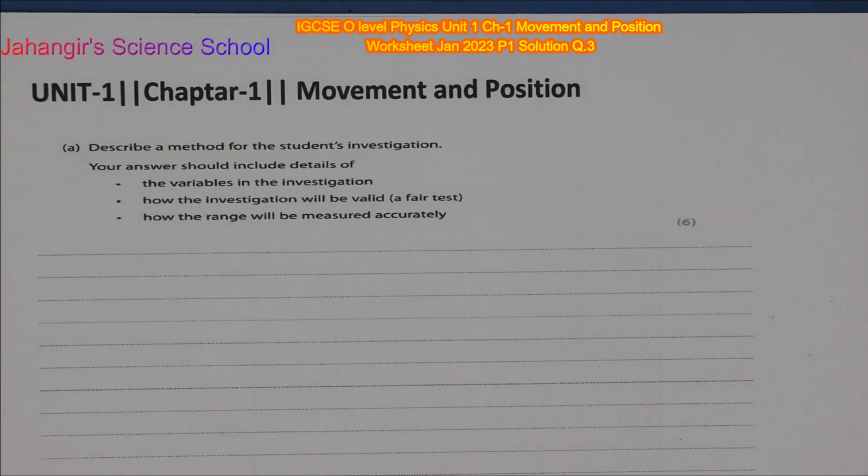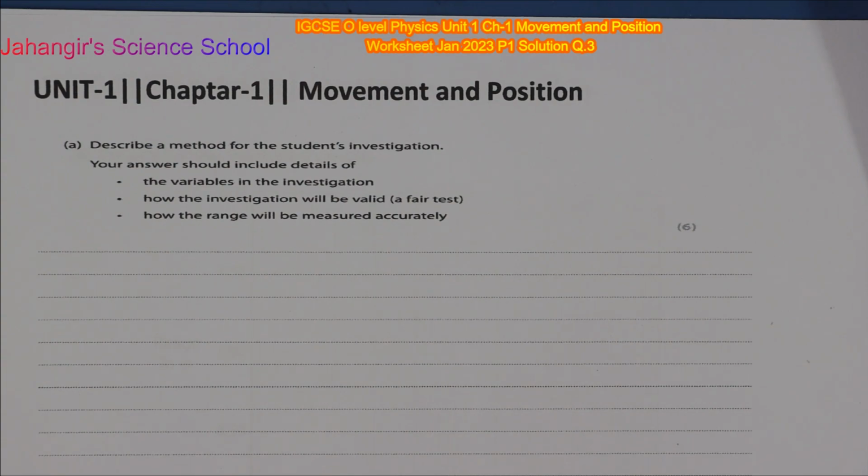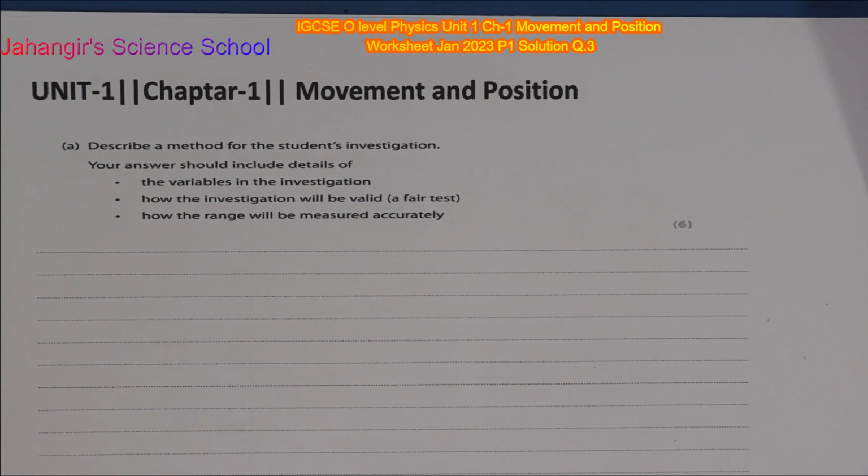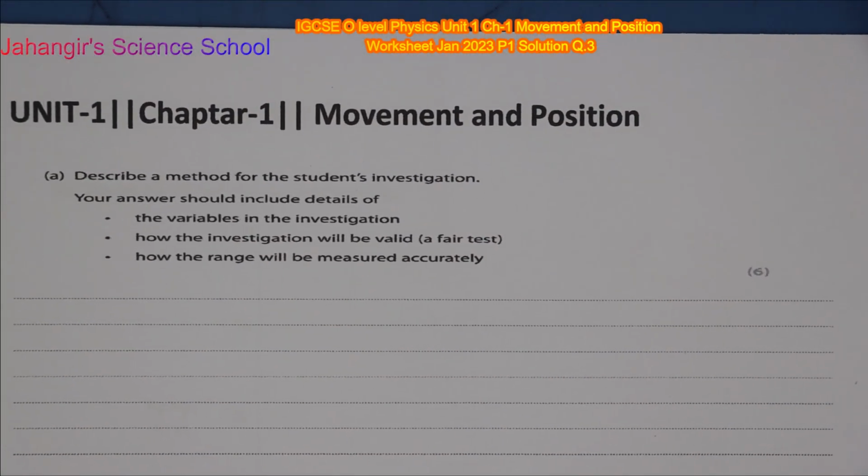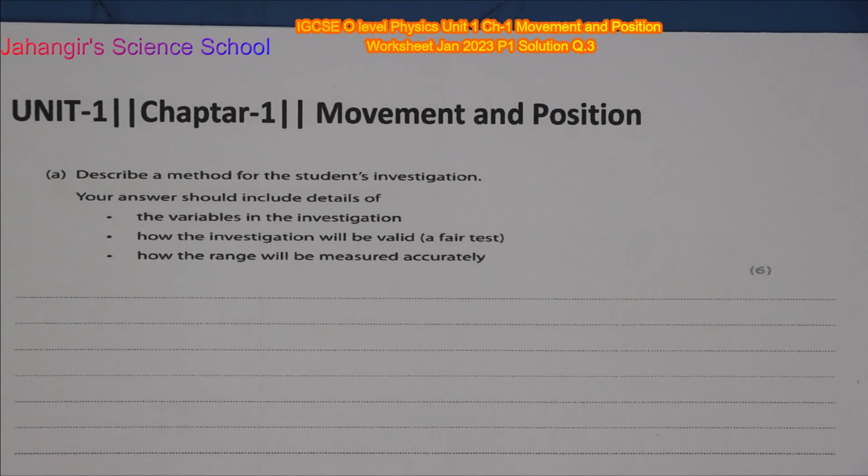The question is: describe a method for the student investigation. Your answer should include details of the variables in the investigation. Then how the investigation will be valid, a fair test, and how the range will be measured accurately.